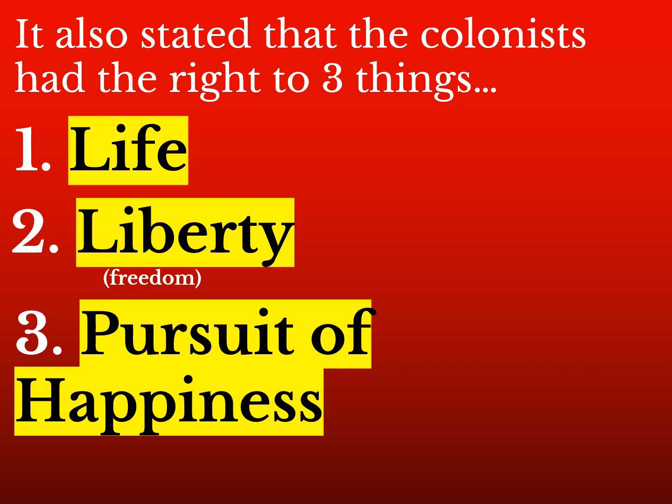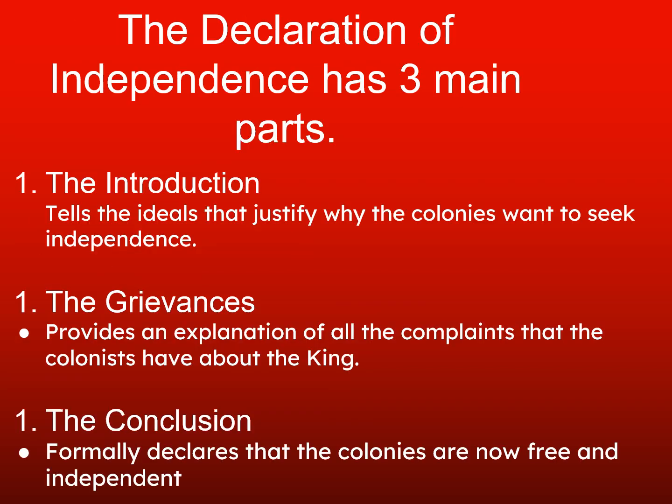It's very ironic to me, of course, that these 56 men are fighting for this middle word here, liberty, which means freedom, and they're saying that all men have the right to freedom, but the vast majority of the men in that room owned slaves, so they didn't really feel that all men had this right, but they felt that they did. The Declaration of Independence has three main parts.